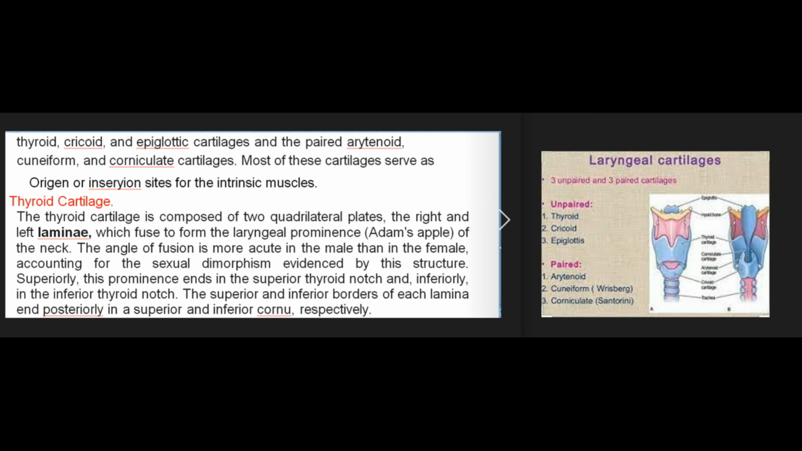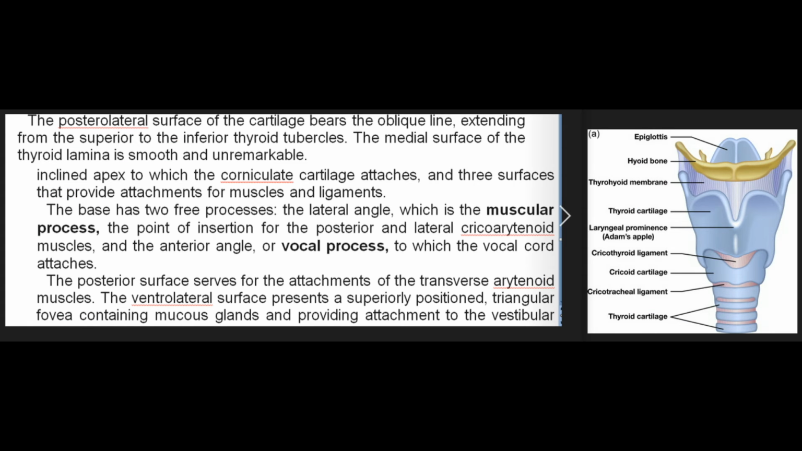The superior and inferior borders of each lamina end posteriorly in a superior and inferior cornu, respectively. The posterolateral surface of the cartilage bears the oblique line, extending from the superior to the inferior thyroid tubercles. The medial surface of the thyroid lamina is smooth and unremarkable.